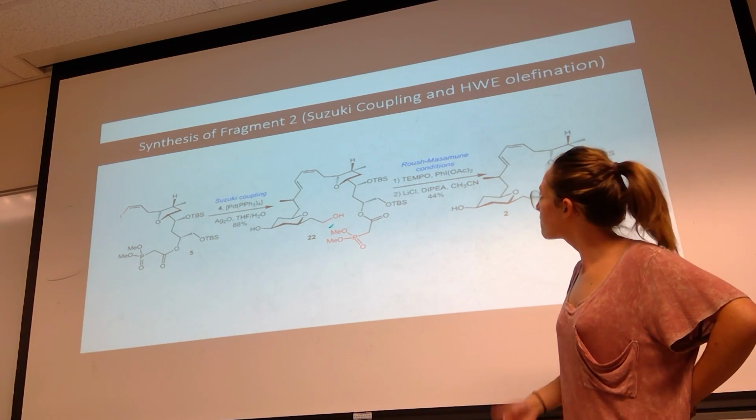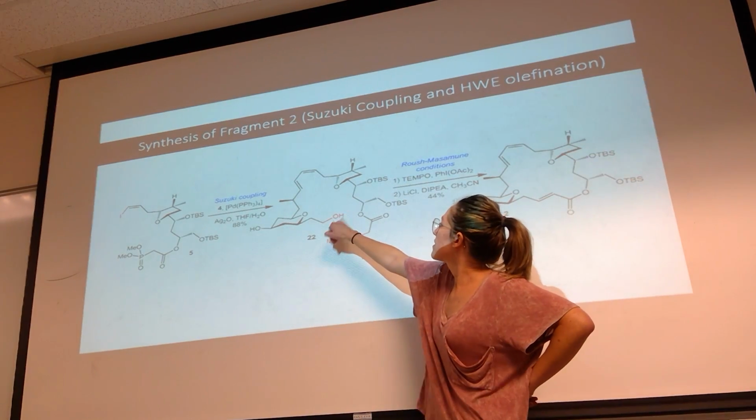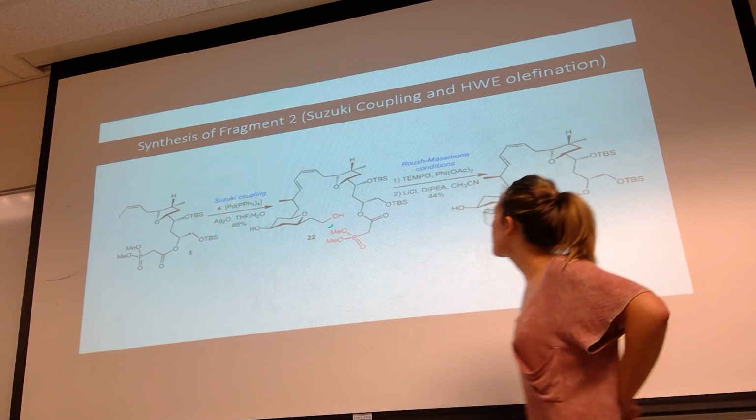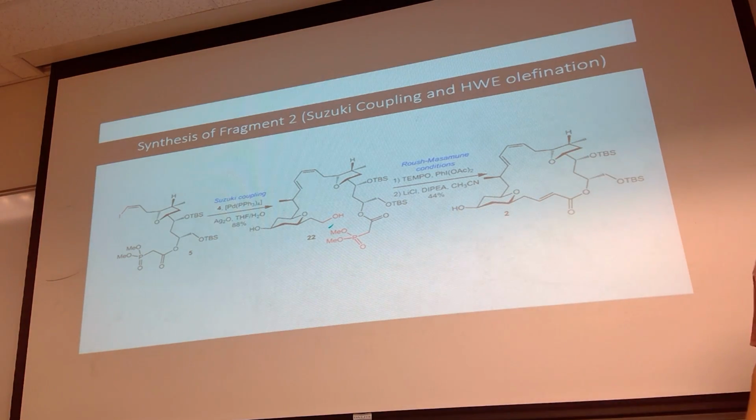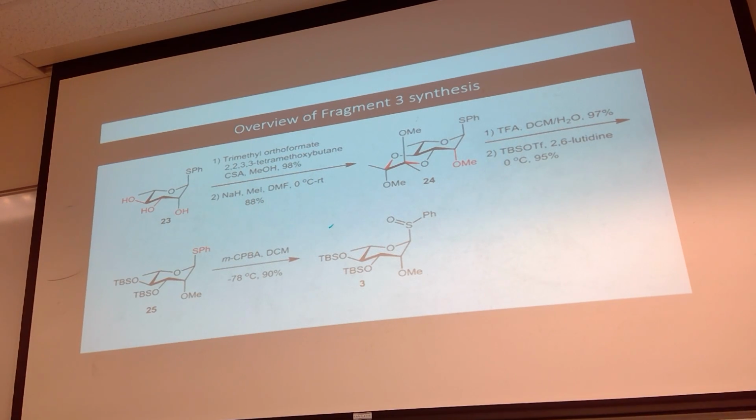And then finally, this alcohol right there is going to go through the same reaction that we just went over in the last presentation. That TEMPO under Roush-Masamune conditions, that's going to be the HWE olefination, and that's going to form number 2. Finally, to form the final product, we need fragment 2 and fragment 3.